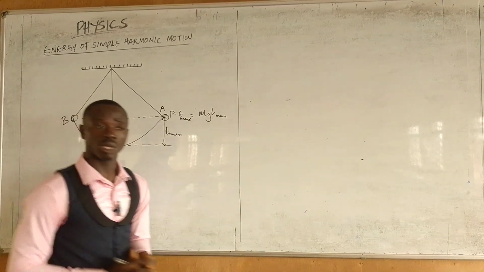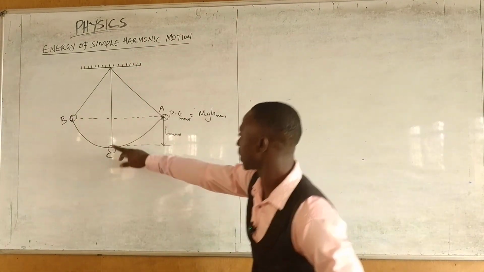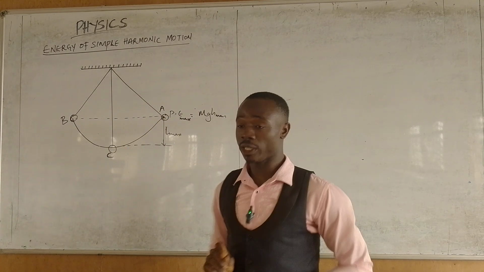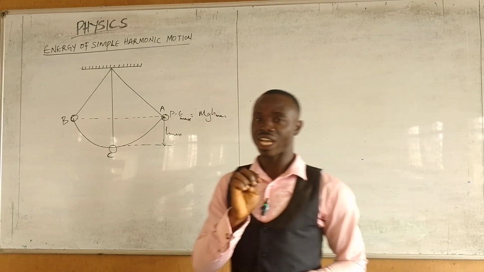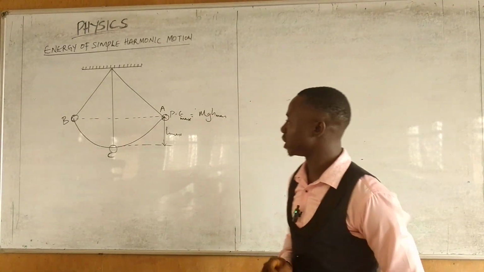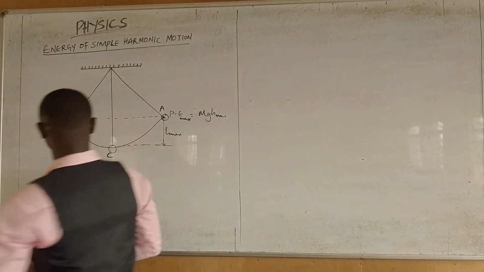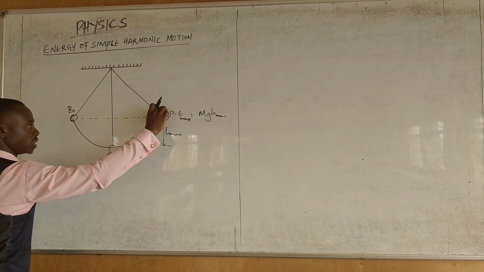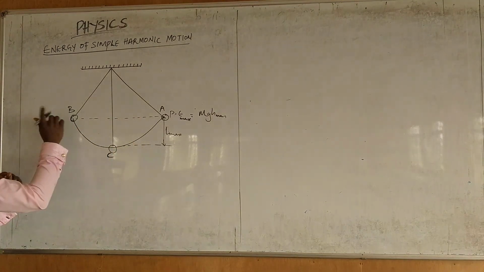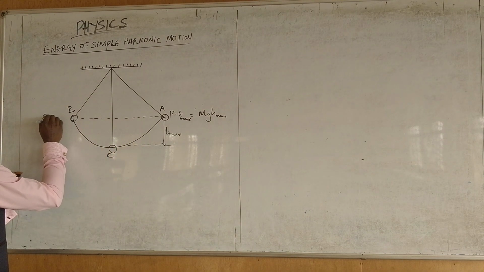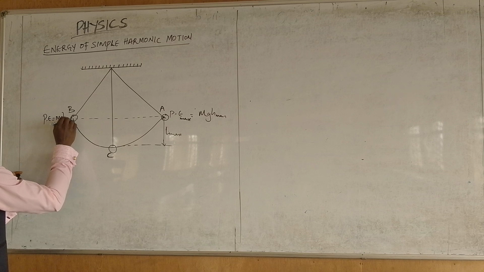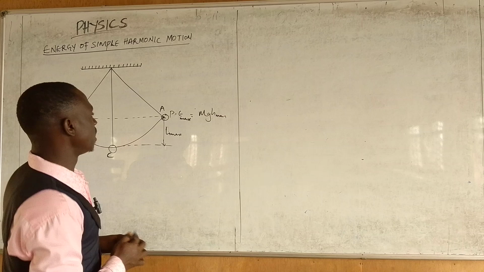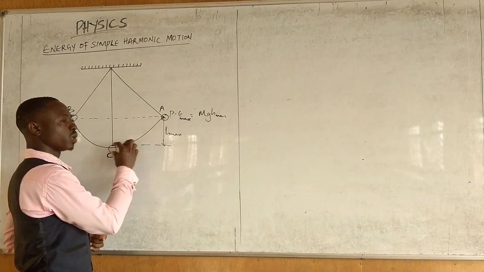So when an object is at a particular height from a reference point, so this is our reference point, when it is here, it is at this height. So when an object is at a height from a reference point, it possesses potential energy. And the same thing is applicable at point B. At point B, the only energy is PE, which is mgh max. So we have maximum potential energy at both points A and B.